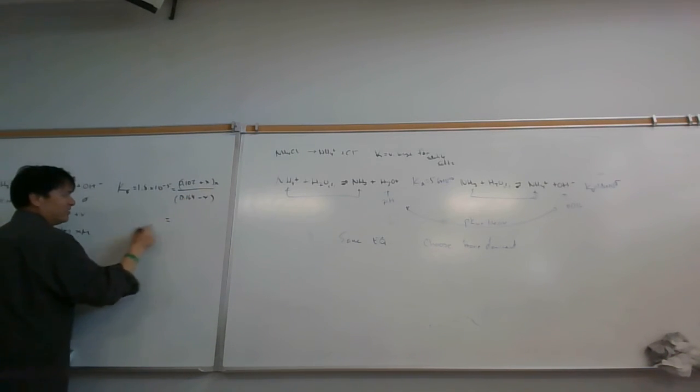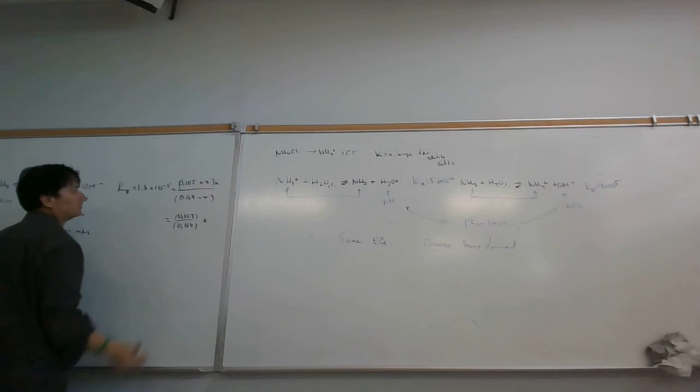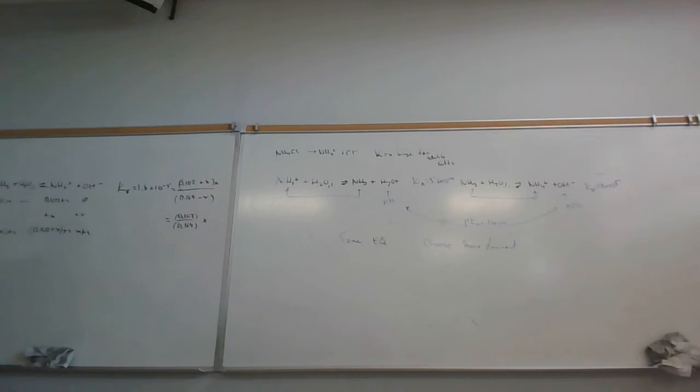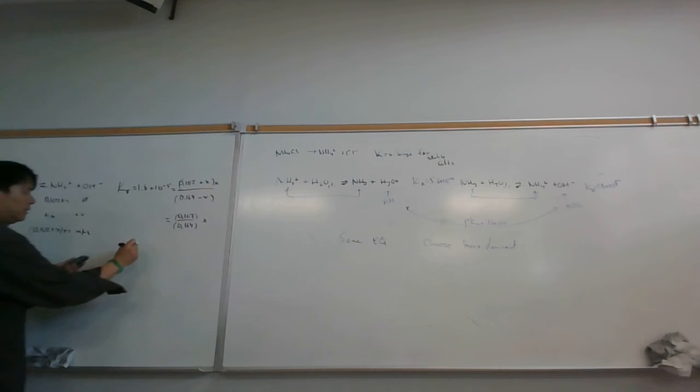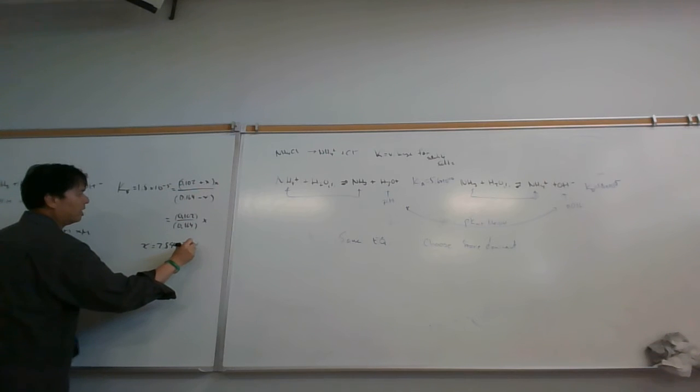We'll try the simplifying assumption because of the common ion effect here, 0.102 over 0.164 times x. I'm going to solve for x. It's 1.8 times 10 to the minus 5 times 0.164 divided by 0.102. And that gives us an x value of 2.8941 times 10 to the negative 5.